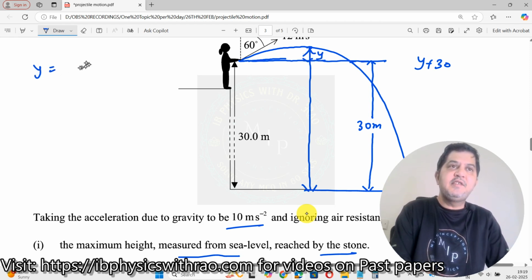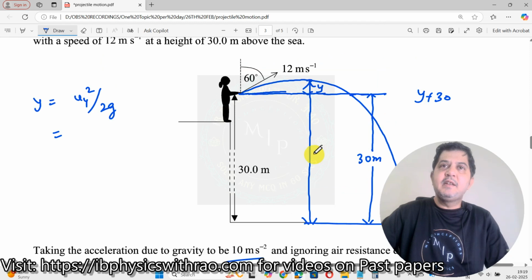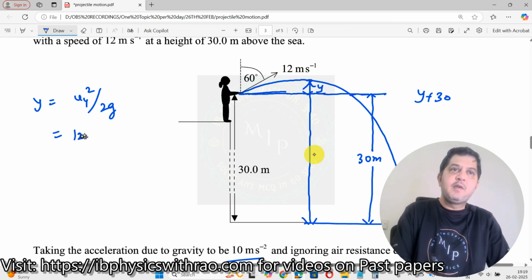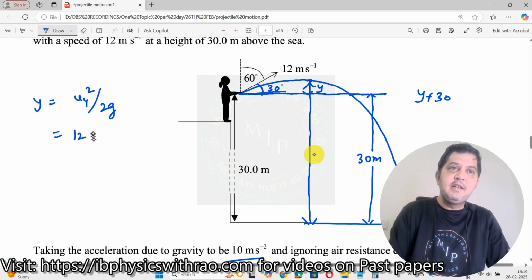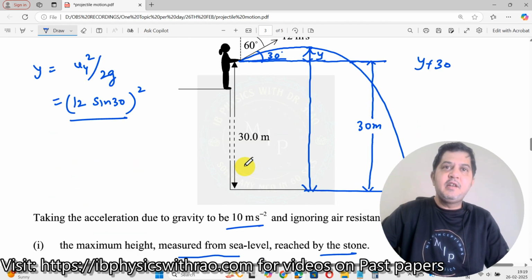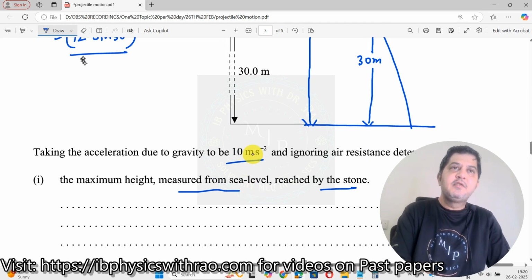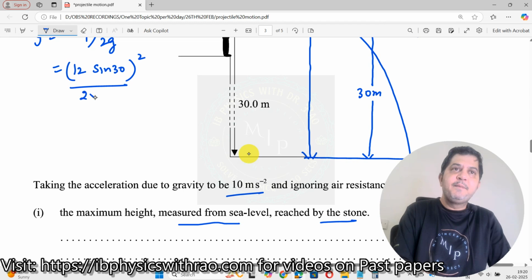So the formula for y is uy squared divided by 2g. Now what is uy? u is 12. See, this is 60, but this angle should be 30. You should take 30, not 60 over here. uy is 12 sine 30, the whole squared, divided by 2g. Let us take the value of g to be 10, it's given here. So this should be 2 into 10. What is the sine 30 value? Sine 30 is half. So 12 into 1 by 2, the whole squared, divided by 20.